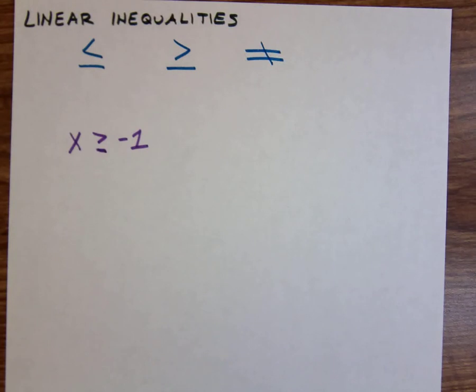X is greater than or equal to -1. So X is a number. So what we're saying here is, I want you to find a number. And the number needs to do what? Greater than or equal to -1. So somebody just shout it out. Give me an example of a number that is greater than or equal to -1.